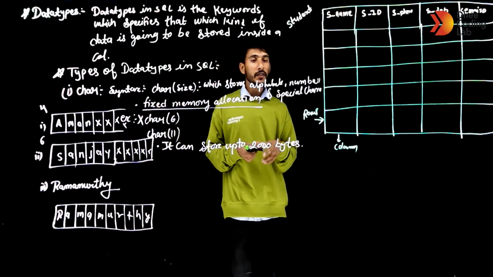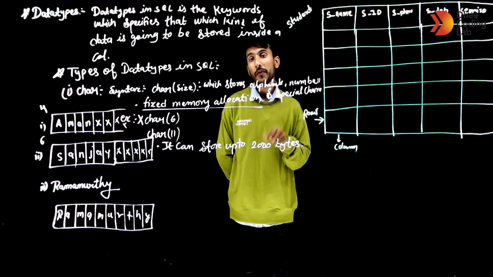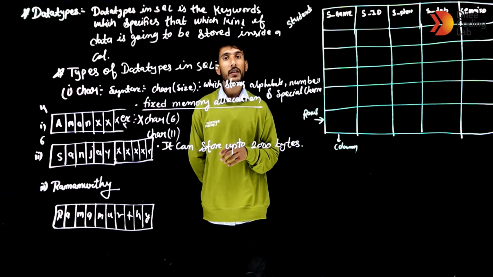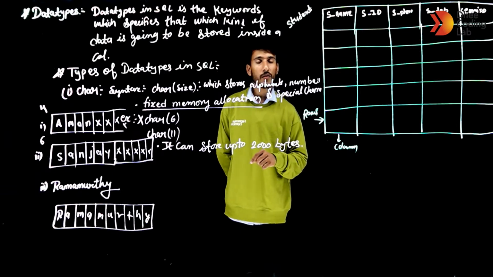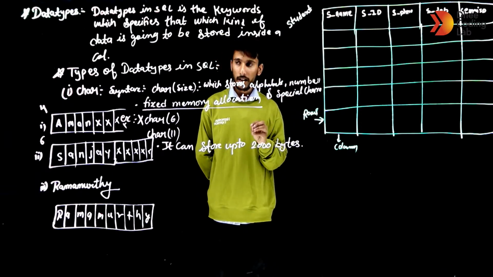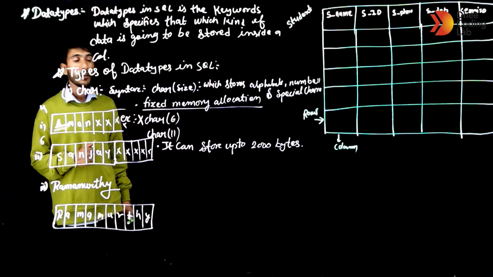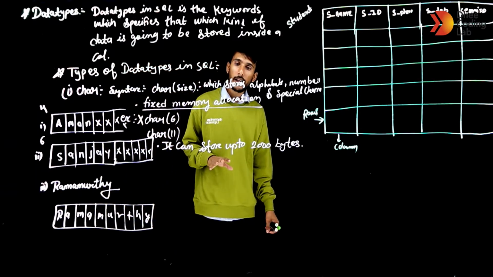Alphabet, number and special character. Sir, can I only store alphabets? Yes, you can store the combination of alphabets as well. Can I store the combination of numbers? Yes, you can store the combination of digits as well. Can I store special characters? Yes. Can I store the combination of all these three? Yes, you can. Up to this much liability, my char data type is coming.